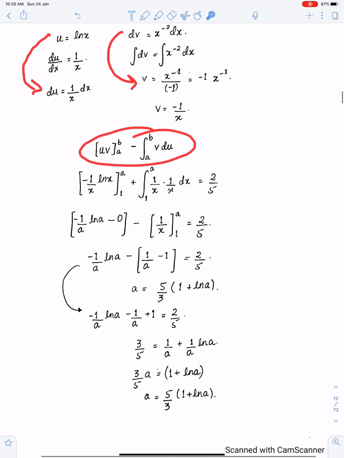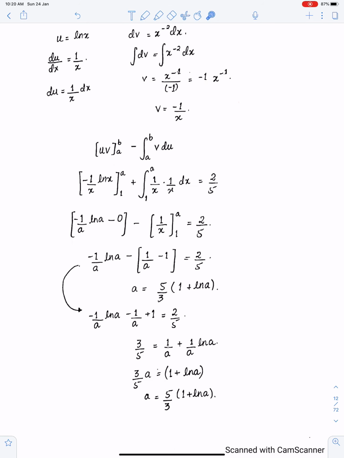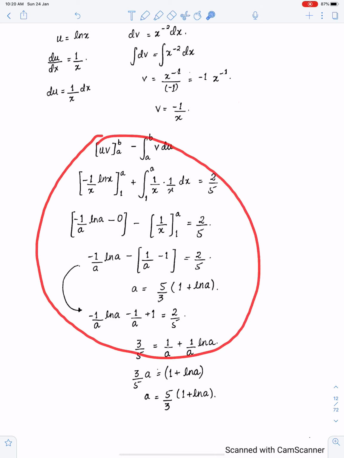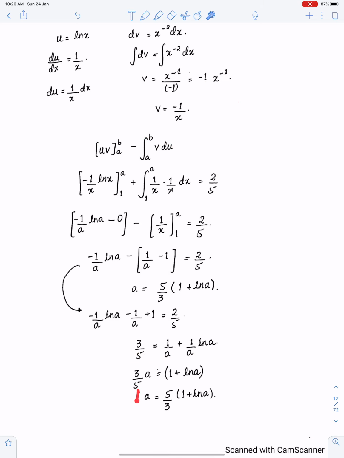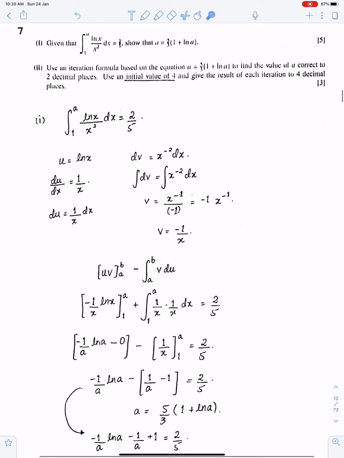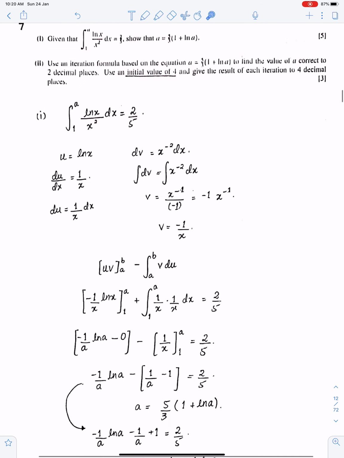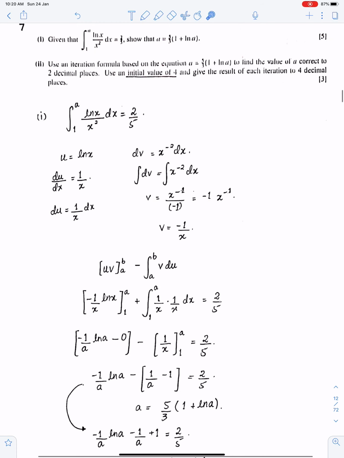You all know how to do by parts. I'm not going to explain this thing. You just need to simplify this and this is the answer. You should be good at integration to handle questions of these types. I'm more focusing on iteration.